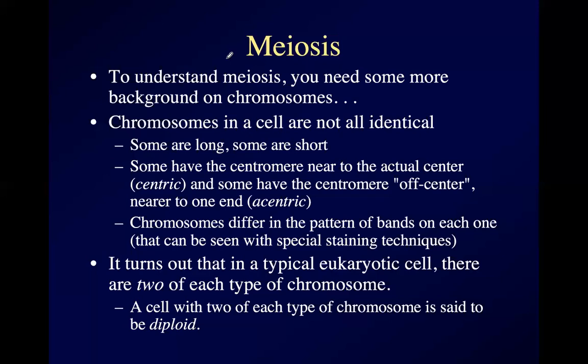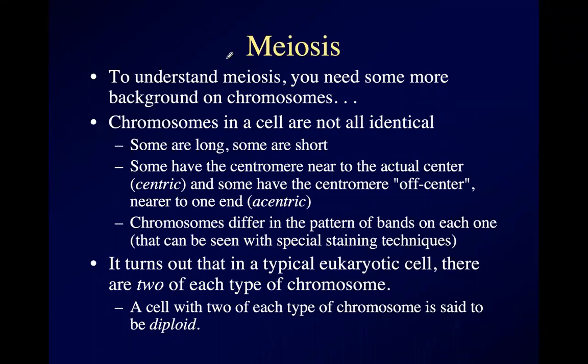Some have the centromere that's close to the actual center of the chromosome. That's called being centric, by the way. And some chromosomes have the centromere a little off center, closer to one end than the other. And we call those acentric chromosomes. And then finally, depending on the staining technique that you use, you can often make out that chromosomes are banded. They have striped patterns on them. I'll show you what those look like in a bit.